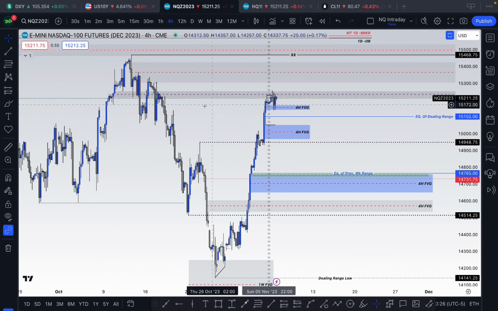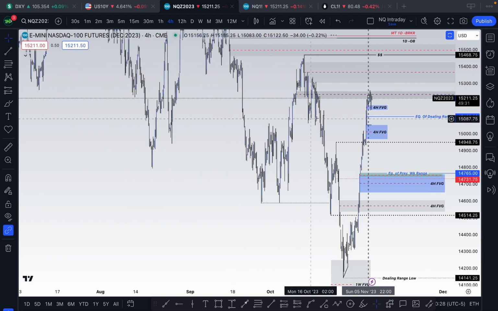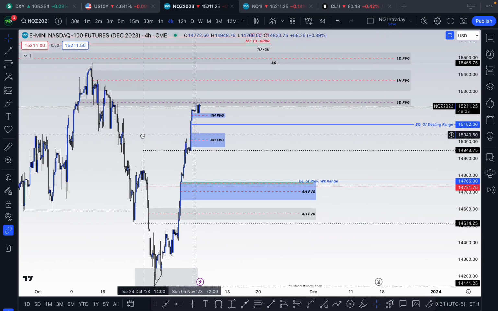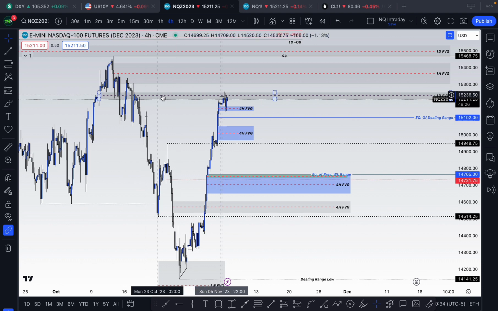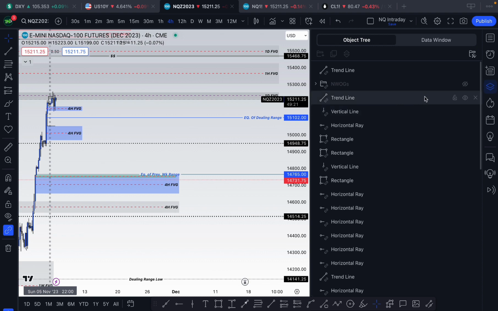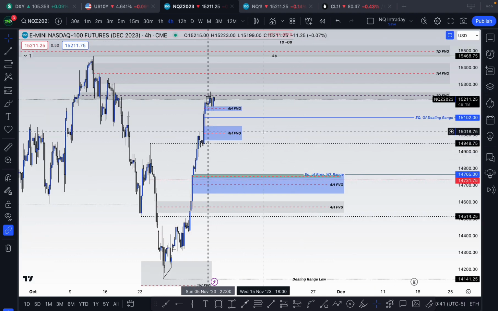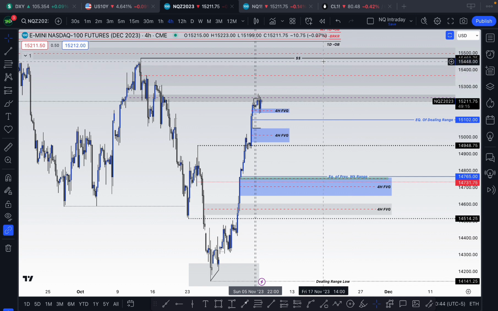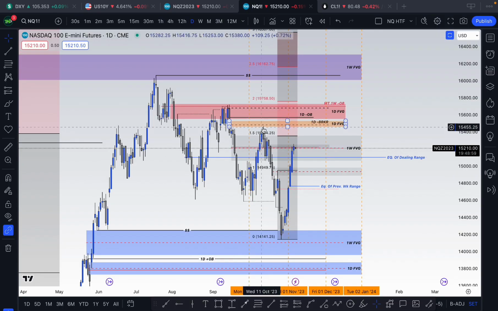I make them gray so they're not as obvious, and it helps me keep the chart clean. But I definitely make sure I keep them. Same thing with my new week opening gaps too. I just created an object tree with them. So this level right here, 15,468 and 3/4, if you go back to the daily, is its high right here. So we can see that as a larger time frame breaker, potentially on a weekly.